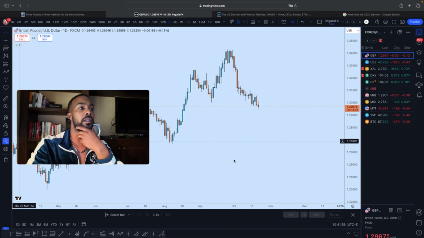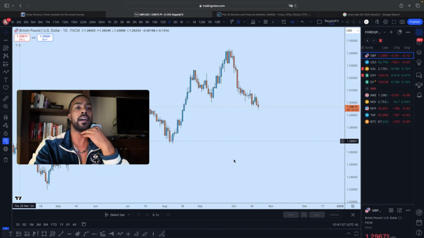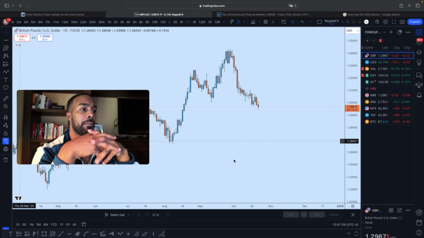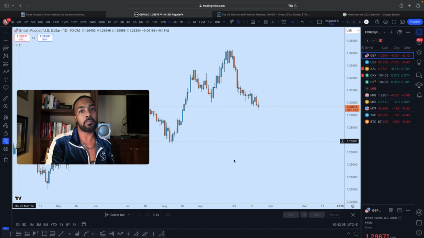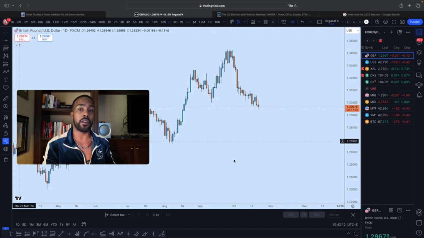So I just wanted to remind you guys that nobody knows what's going to happen for certain, but it's helpful to go back in the past and see how the market reacted, depending on what pair you're trading, where price was at prior to the previous election, to see where the current price is in relation to that.